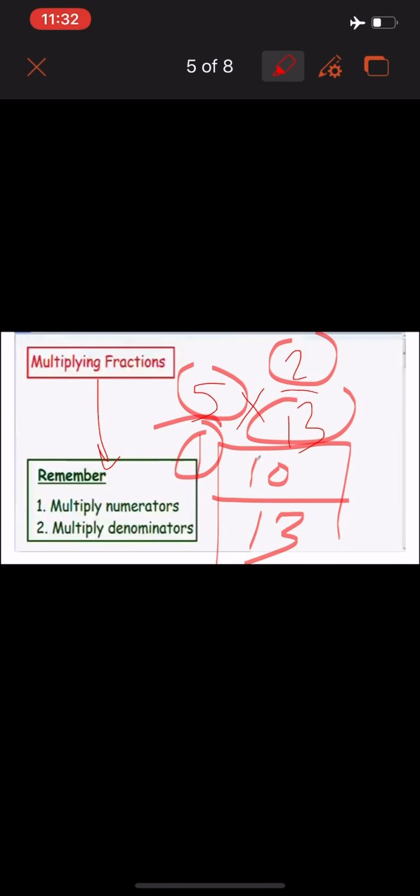I just want to tell you a note. Look at this fraction in the last final answer. 10 out of 13. The numerator should be less than the denominator. It means that the fraction, in the final answer, should be less than 1. Always you should see the numerator less than the denominator, okay? Remember this note.